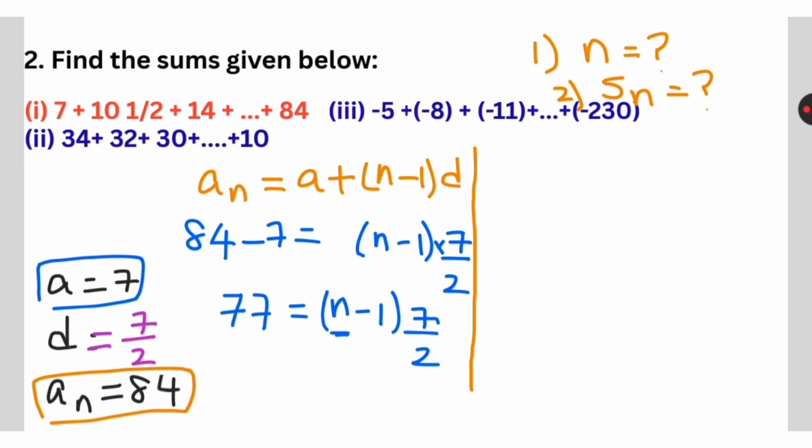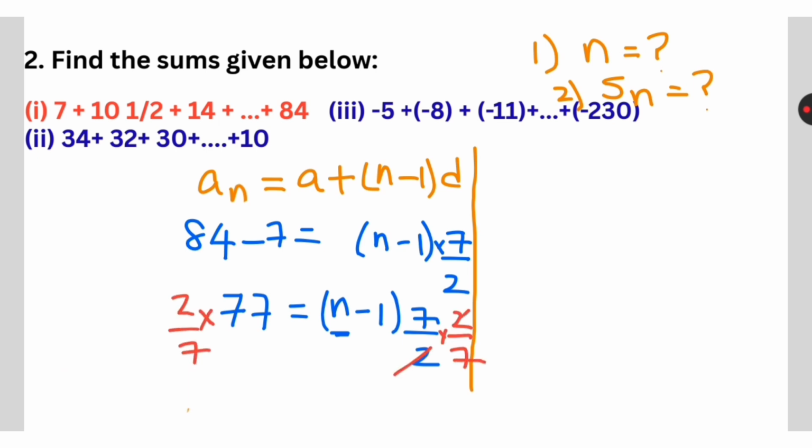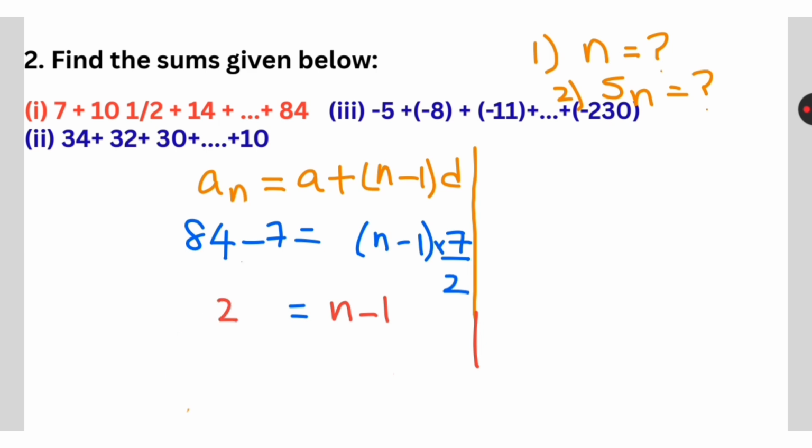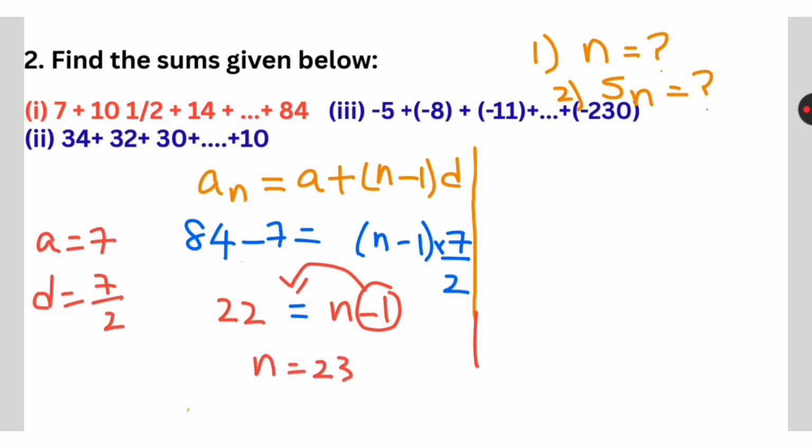We need to find n. So you have to remove this 7 over 2. How can you remove it? If you multiply both sides by 2 by 7, the 7s get cancelled. So we are left with only n minus 1 on the right hand side. In the left hand side, 7 elevens are 77, so we are going to get 2 times 11, which is 22. Now send this minus 1 to the left hand side. So it turns into 22 plus 1, which is 23. So n is 23.